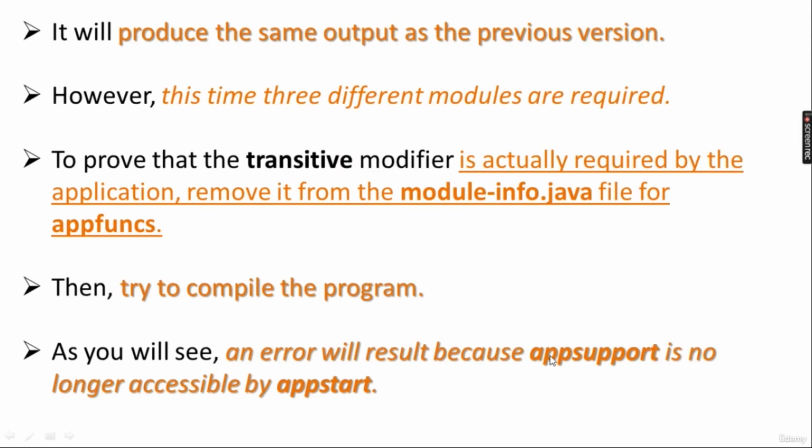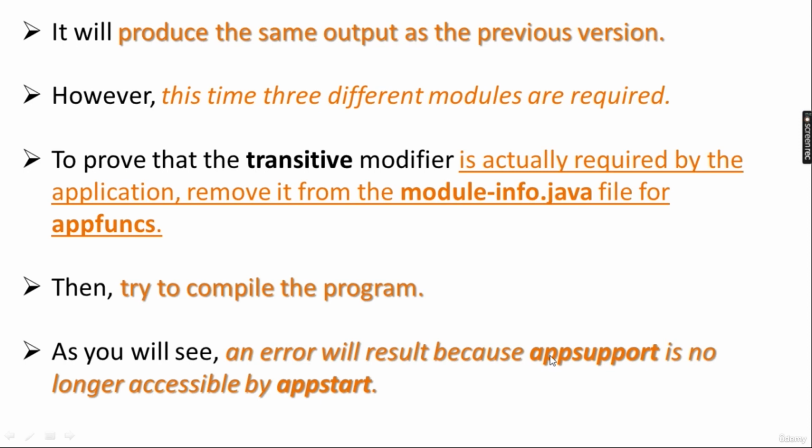So it will have the same output as the previous example. This time 3 different modules are required. To prove that the transitive modifier is actually required by the application, remove it from module-info for app functions. Okay.